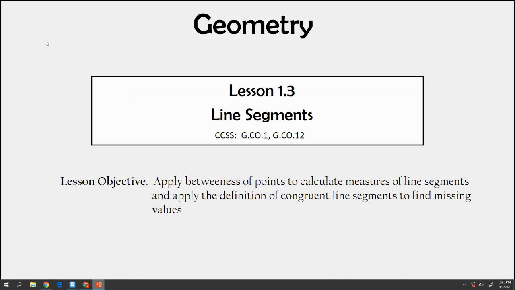Okay, we're going to start lesson 1.3 today on line segments. The objective here is to apply this concept of betweenness of points to calculate measures of line segments. The betweenness of points concept we also call the segment addition postulate, and I'll show you that here in a minute. We're also going to apply the definition of congruent line segments to find some missing values.